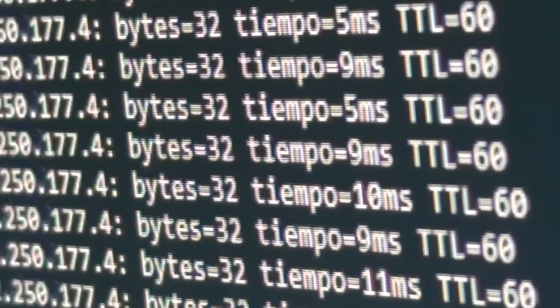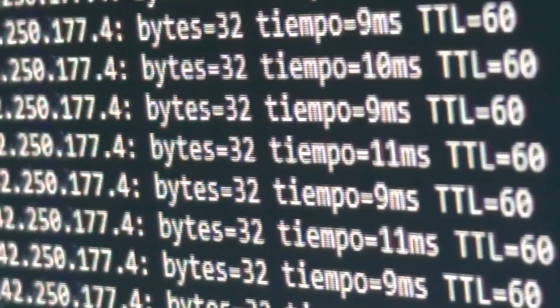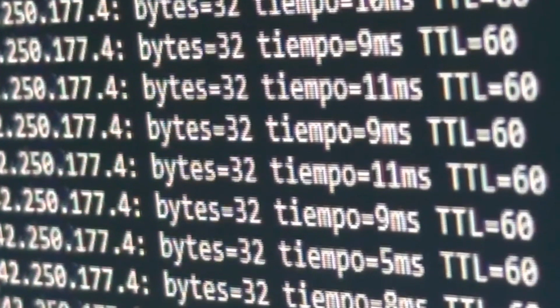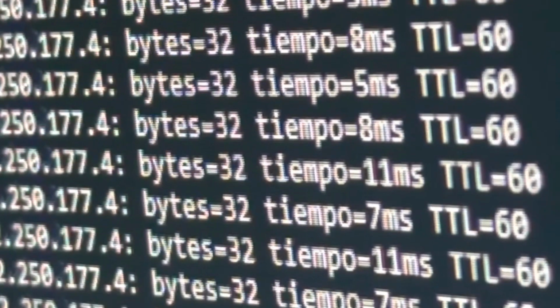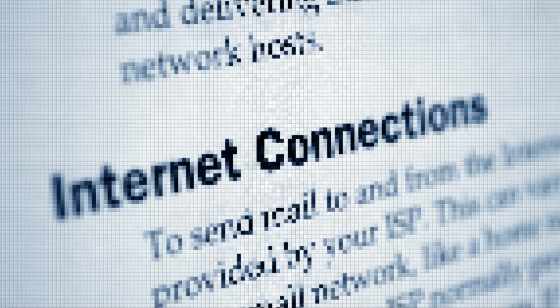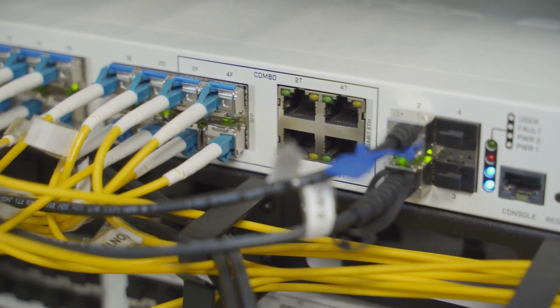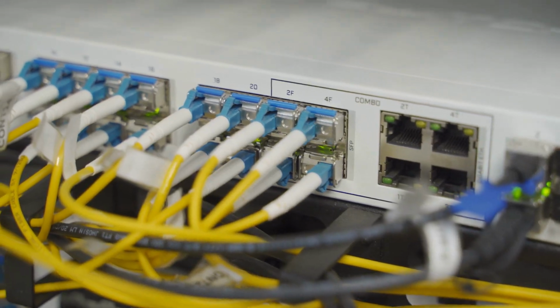To recap, we've covered the basics of IP addressing, including IPv4 and IPv6, public versus private IPs, dynamic versus static addressing, and basic network configuration. Understanding these fundamentals is key to building a strong foundation in networking.